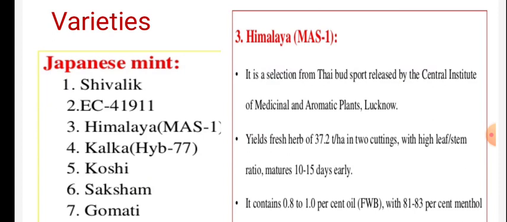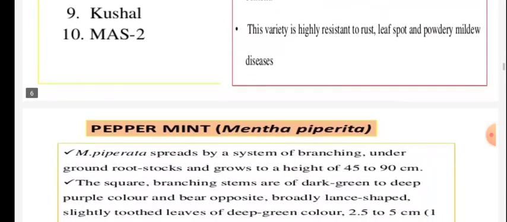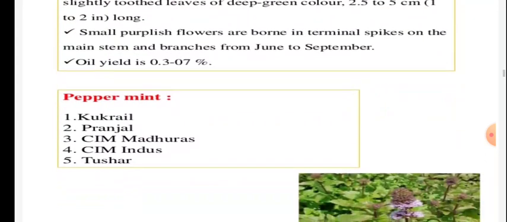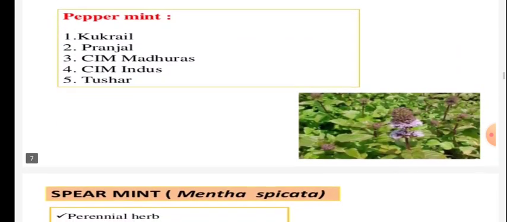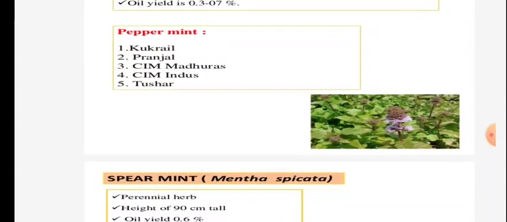Yield is about 37.2 tons per hectare, T for tons, in 2 cuttings. So stem cuttings are taken. It matures 10 to 15 days early. Right. So these are some variety characters. Then Mentha piperita also shows oil content. Then for peppermint there are Kukrail, Pranjal, CIM Madhuras, CIM Indus, and Tushar. These are the varieties for Mentha piperita.